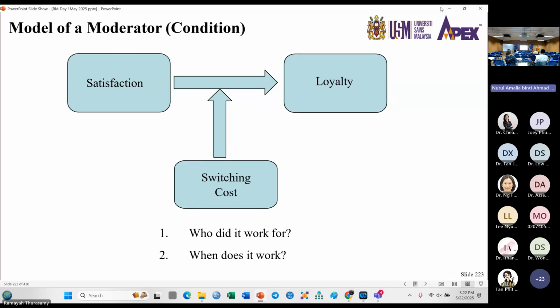For example, we have strategy and performance, right? Many years ago, when they first started, they said strategy will lead to performance. But afterward, they found that good strategy doesn't automatically lead to good performance. And then some moderators came in. What can be the moderator?